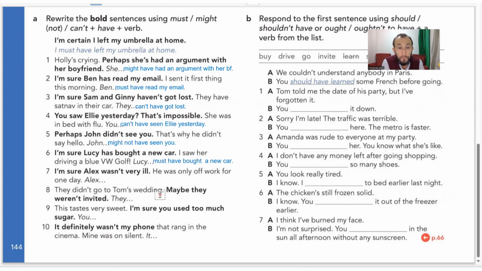Okay, Fardus. I'm sure Alex wasn't very ill. So we need to use can't, huh? Alex can't have. What's the next word after can't? Have. You can't have been. I'm sure Alex can't have been. The was here, for this, was is the past of be. Was, were: is, are. And the past participle of it is been. So Alex can't have been very ill.